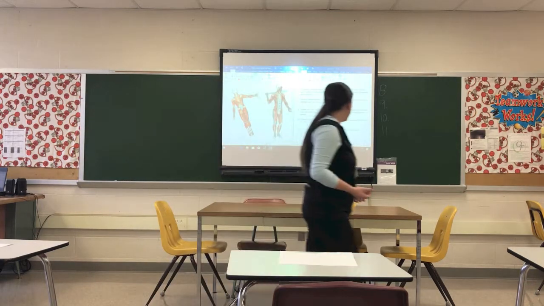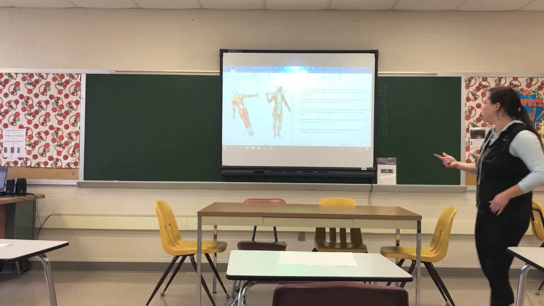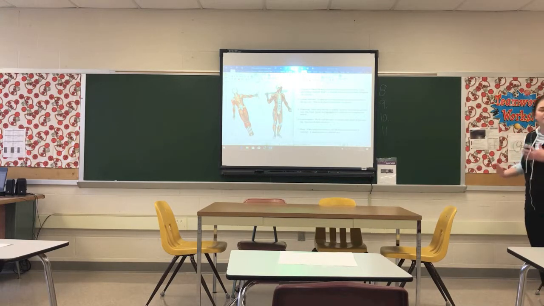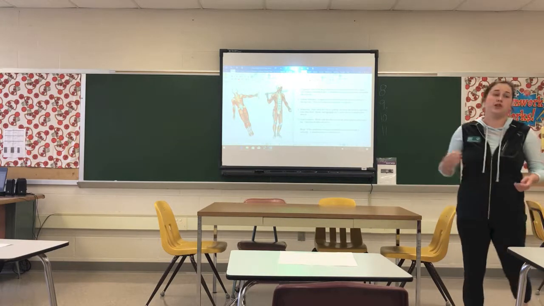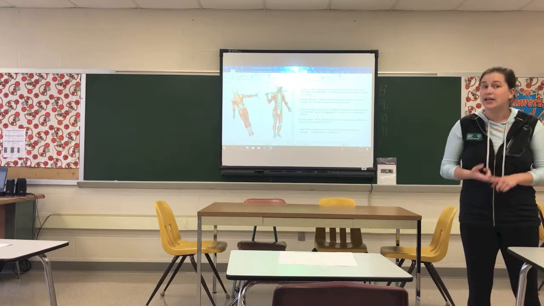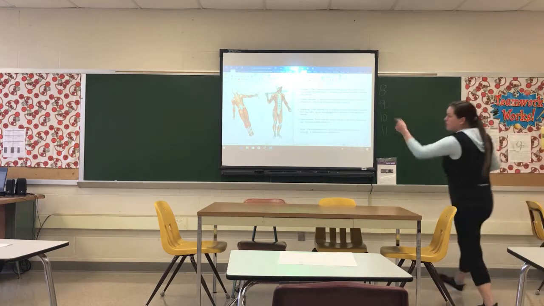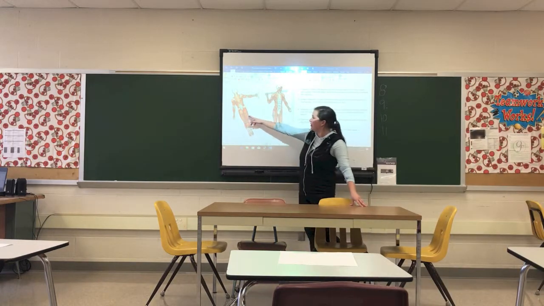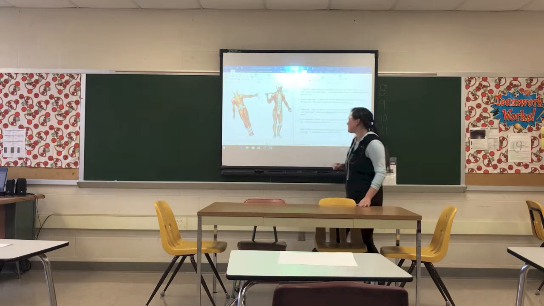Some ways to improve that are squats, lunges, different types of leg movements. Those types of things are gonna strengthen your quadriceps and hamstrings. So our hamstrings will be on this back diagram. They'll be located right here.